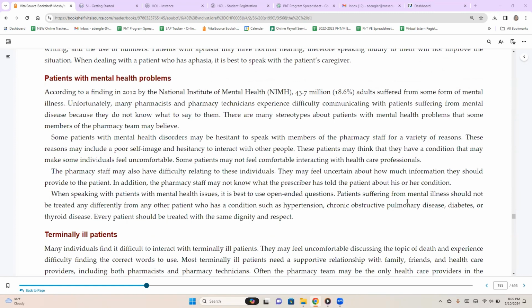Patients with mental health problems are also patients that we may experience difficulty communicating with because we do not know what to say to them. There are many stereotypes about patients with mental health problems that some of the members of the pharmacy team may believe. Some patients with a mental health disorder may be hesitant to speak with pharmacy members for a variety of reasons. These reasons can include poor self image and hesitancy to interact with other people.